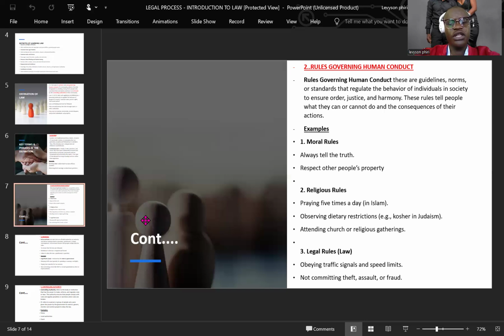When you don't follow, there are certain consequences or a certain punishment given to you. That's what we are saying about the rules governing human conduct. It just teaches you what you are supposed to do and what you are not supposed to do. Then let's dive into the examples. When you look into the moral aspect, always tell the truth. This one is direct and straightforward. When you don't tell the truth, when you lie, there is a certain punishment given to you.